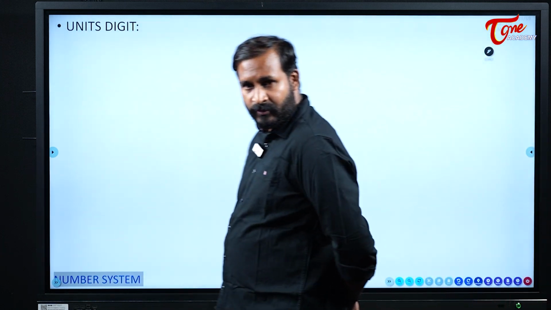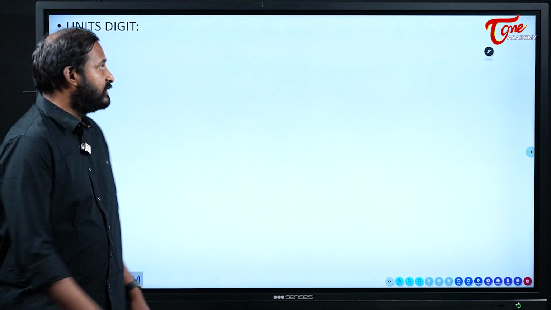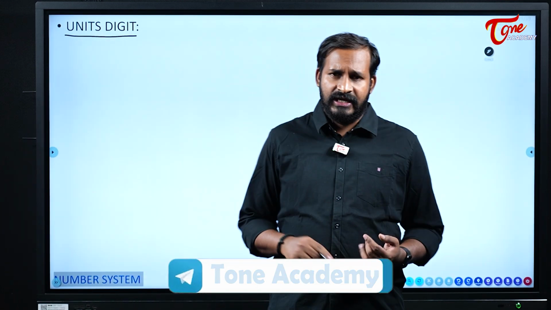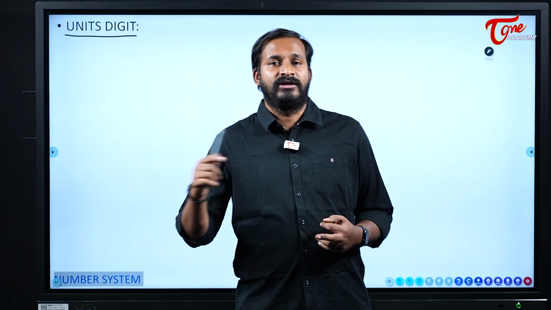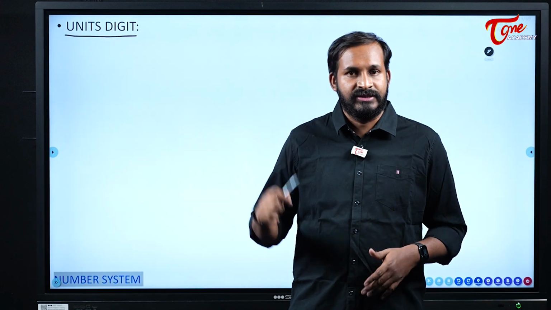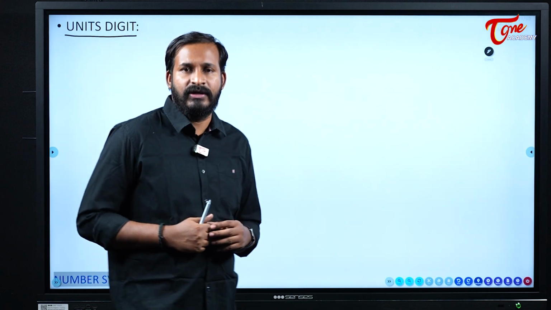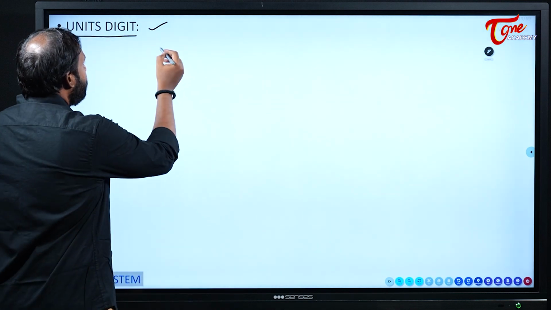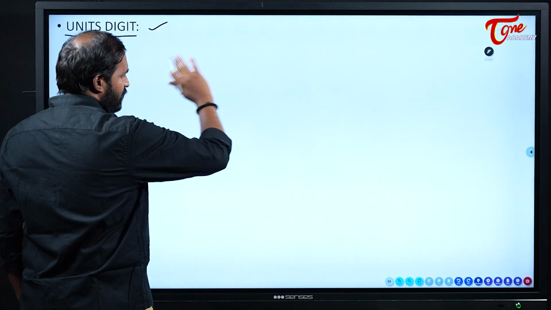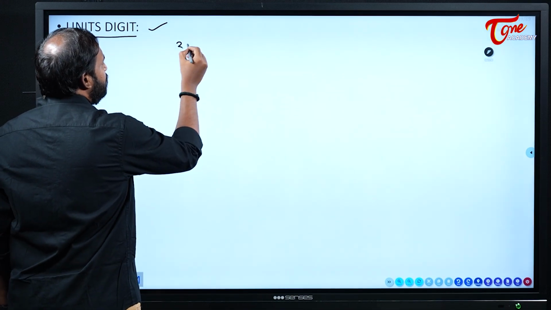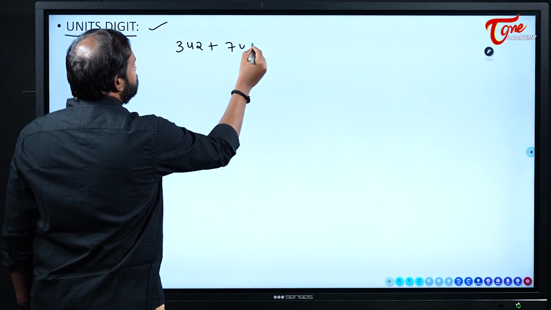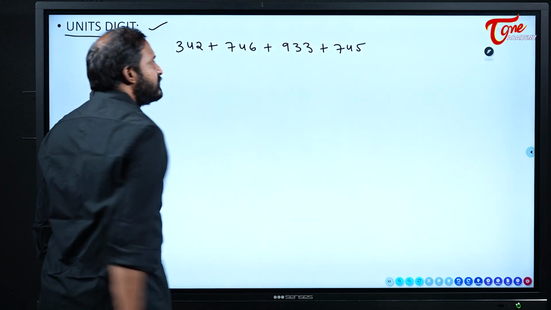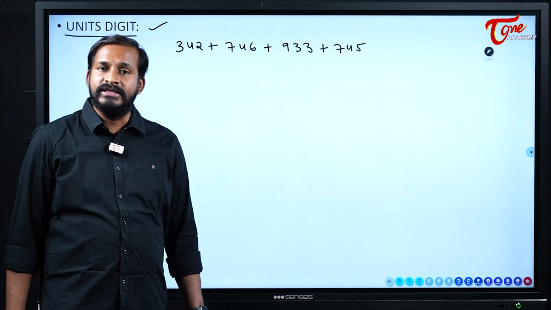Next concept, a very, very important concept, units digit. There will be many questions based on this units digit, not only in Railways and SSC, even in UPSC they ask at least one question from this concept called units digit. This is very, very important for us. Okay. Now, what is meant by the units digit? For example, there is a sum, 342 plus 746 plus 933 plus 745. I need to find the units digit of this sum.